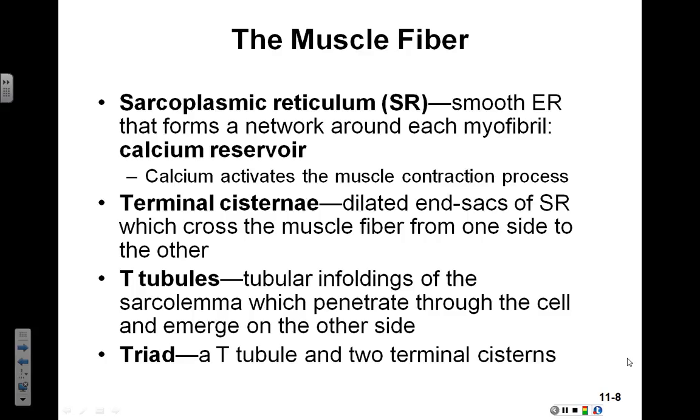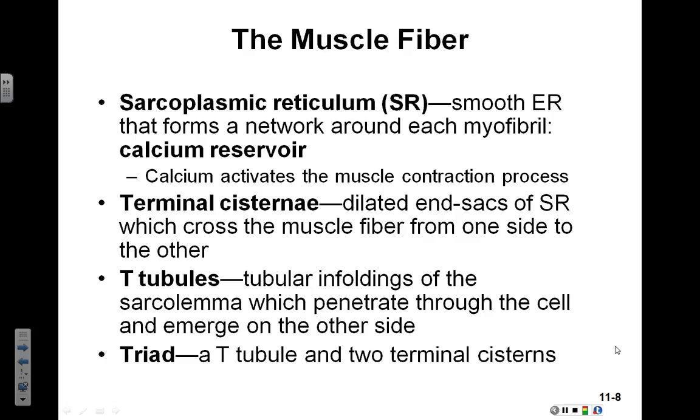The sarcoplasmic reticulum is over here. Remember when you took Biology 103, you talked about an endoplasmic reticulum, the smooth and the rough ER. Over here, the endoplasmic reticulum is the sarcoplasmic reticulum. So actually, it's a reservoir that stores calcium. You remember, the reservoir for what? Calcium.